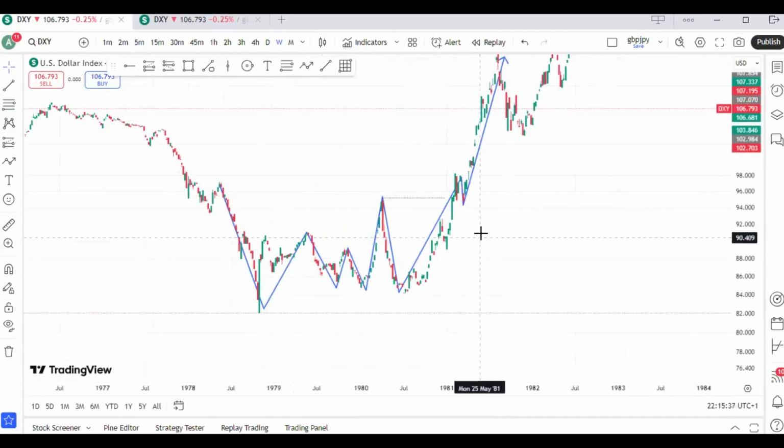for a continuation. Break of structure is more like, in a bullish market structure, we have more structures. So the more structures are forming, it means that we are breaking structure for a continuation.